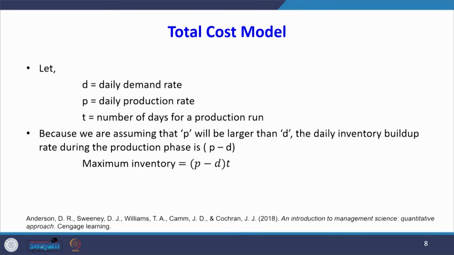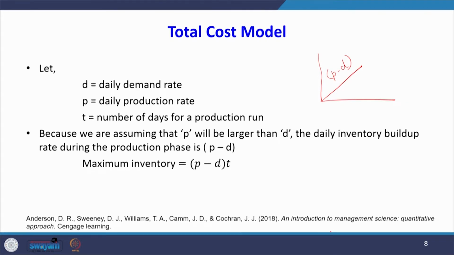Let D represent the daily demand rate, P represent the daily production rate, and T represent the number of days for a production run. We are assuming that the daily production rate P is larger than the daily demand rate. So, the daily inventory buildup rate during the production phase is P minus D.